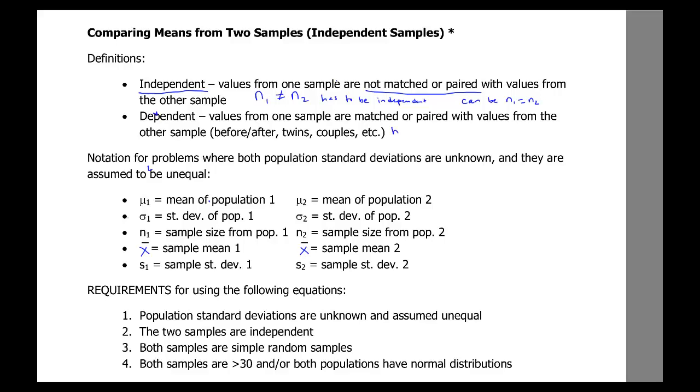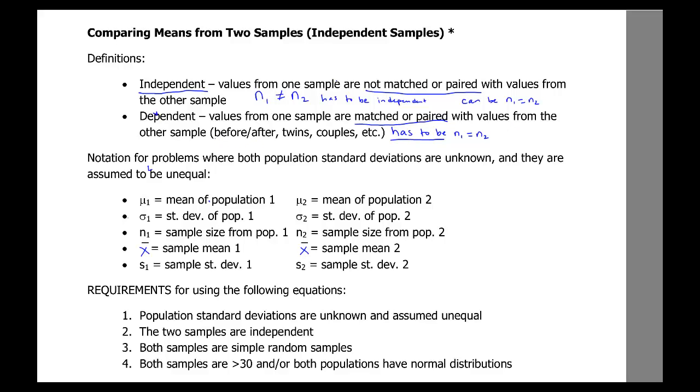In a dependent sample, the two sample sizes have to be the same because you have matched or paired samples. So something in the first sample matches with something in the second sample. So I have examples here.